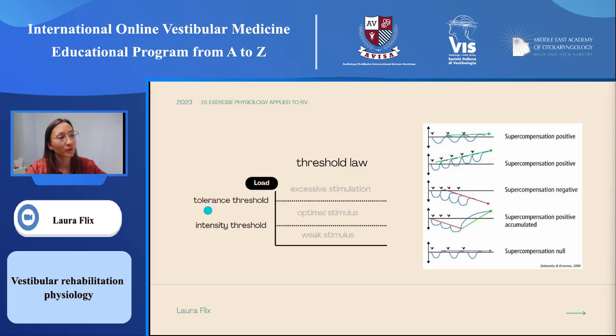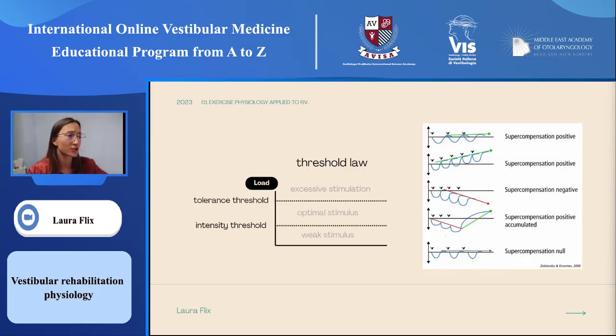But if we do too much, we will pass the tolerance threshold. So the load will be too high, and then we will be in an excessive stimulation situation, and probably the patient won't be safe doing those exercises. Maybe they will have more side effects or more fatigue, etc.